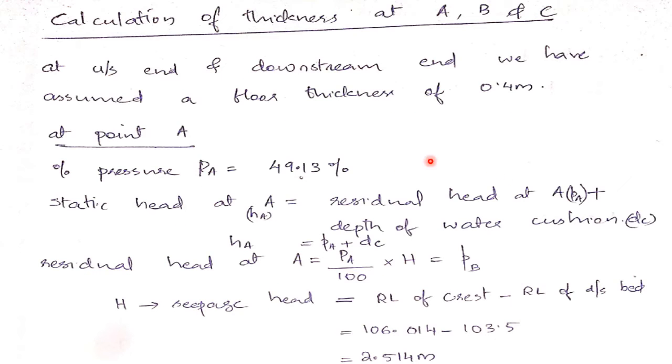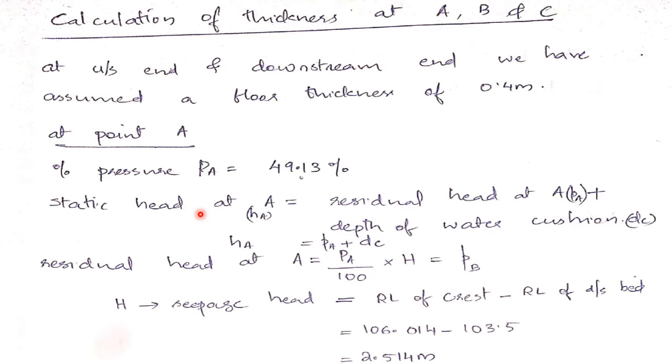Now using the value of head remaining, or pressure remaining, at A, B, and C, we can find out the thickness of the floor required. That is, at the upstream end and downstream end, we have assumed a floor thickness of 0.4. Now at point A, percentage pressure PA is equal to 49.13. This is not small pa, this is capital PA. Capital PA is 49.13.